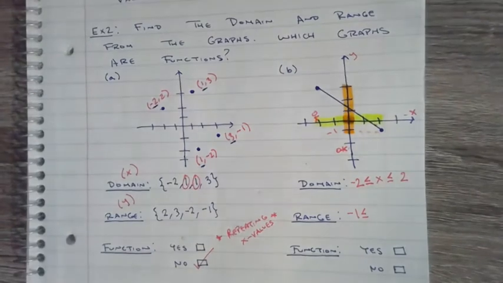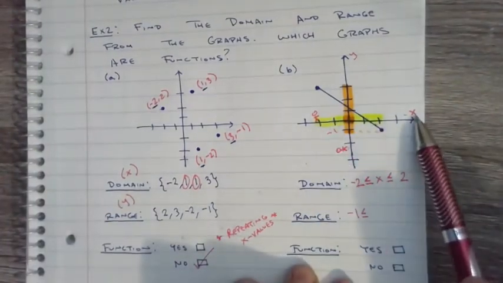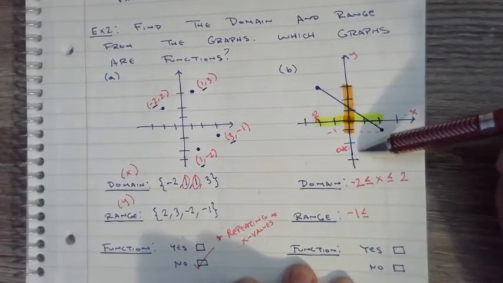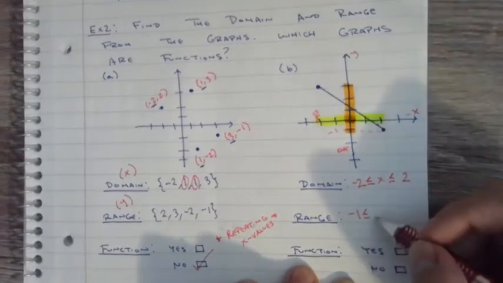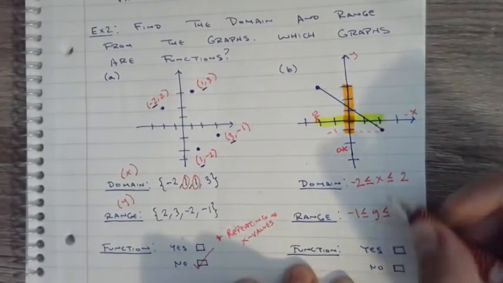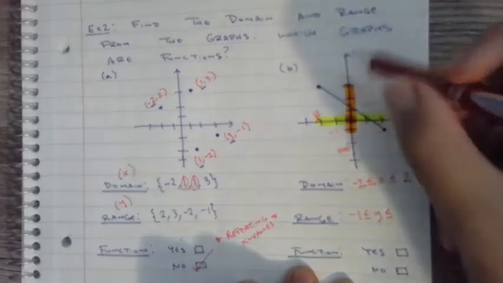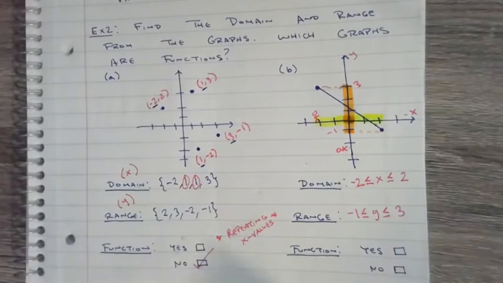Now, be careful right here. For our domain, we said it was our x values because we were walking over here, so we put an x right here. But for our range, what values are these? These are y's. So you put negative 1 is less than or equal to y, and then y is less than or equal to, and where does it stop? What y value did we stop at? We stopped at 3. So that's our range.